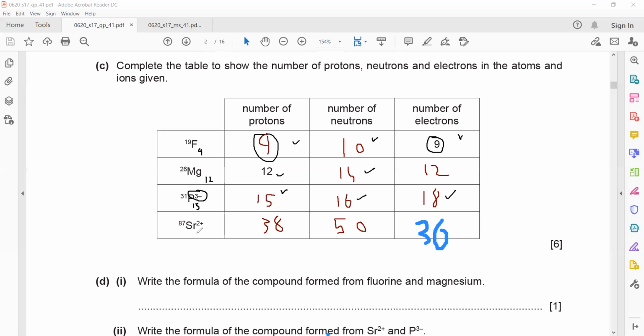In case of strontium, it is 38. So proton number 38, the difference 87 minus 38. So 87 minus 38 is 50 or 49? Yeah, so this will be 49. And because the charge is +2, it lost 2 electrons. That's why it will have 36 electrons. Is it clear?